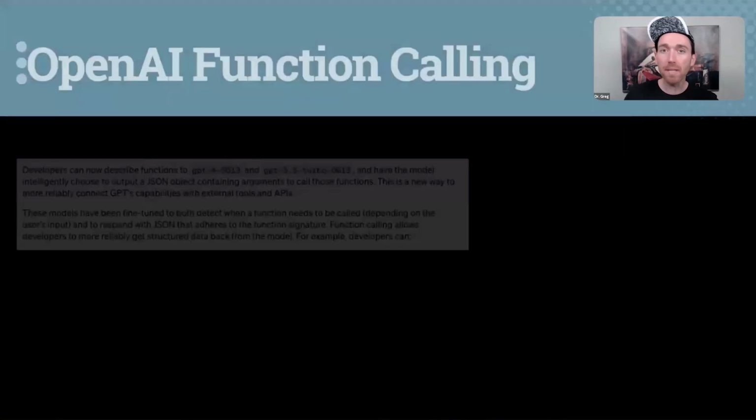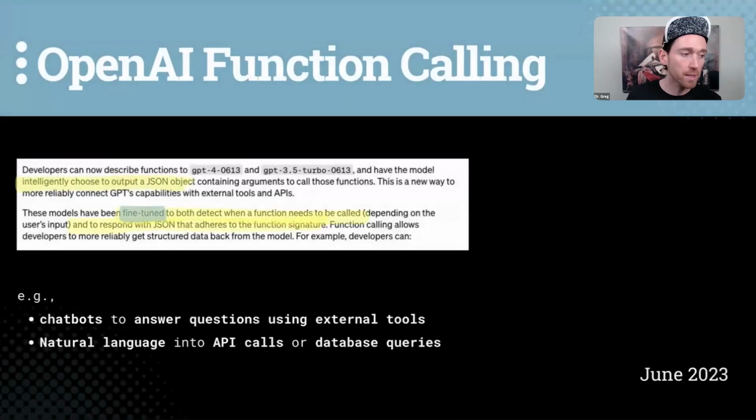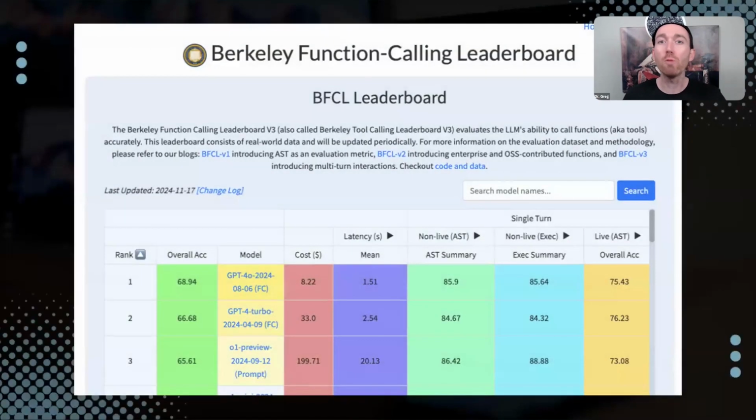So one of the big things that's happening when we're building applications today is something called function calling. This is something that OpenAI came out with in June 2023 through their API. Many open source models have done this since, and there are even open source leaderboards now for function calling and how good these models are at it.